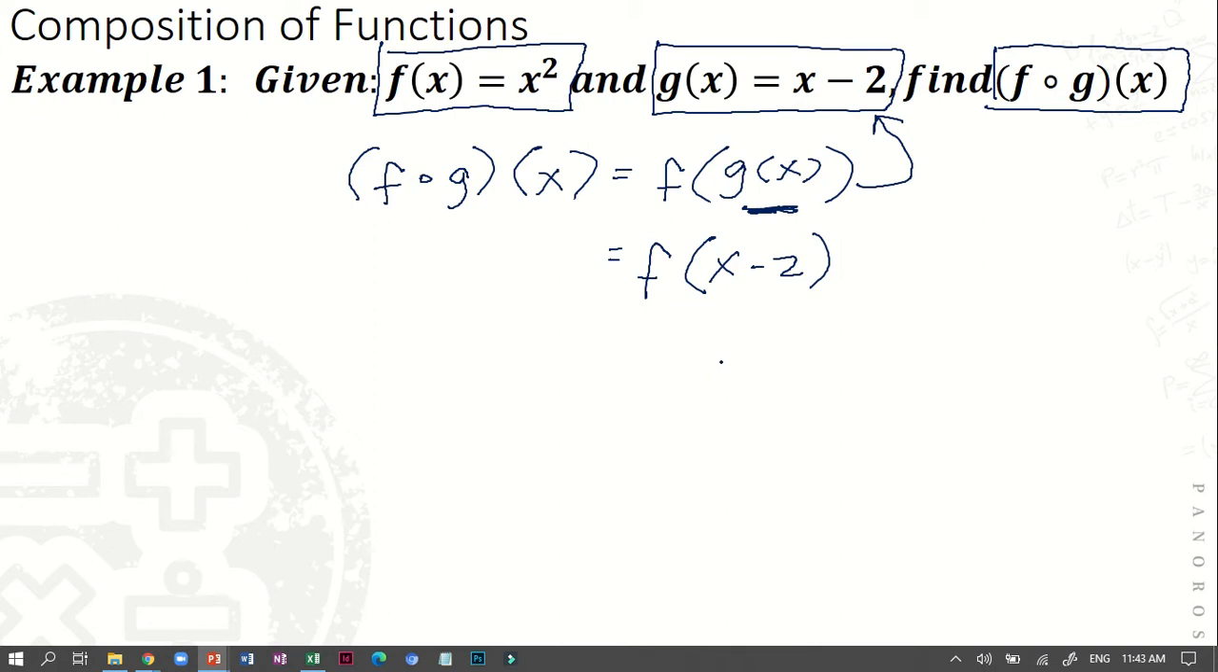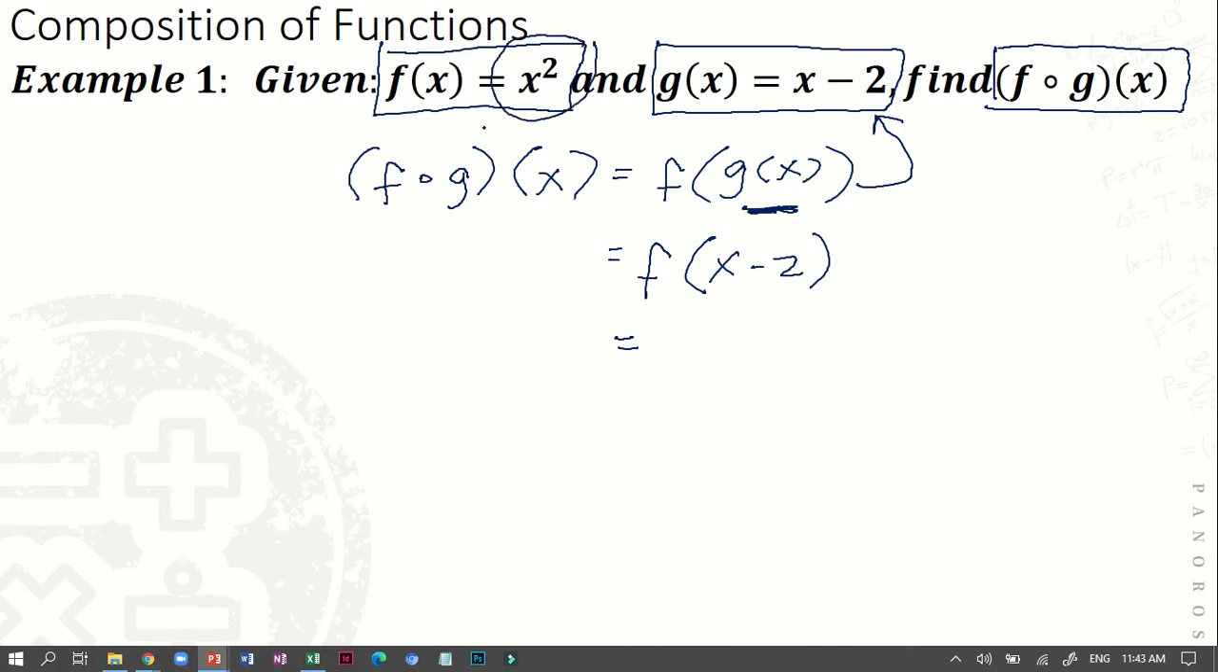So, yan yung pangalawa sa procedure natin. Obserbahan na kung anong ginawa ng teacher. Tinanggal si g of x, pinalitan ng x minus 2. Yun lang. Next, third. Ang ating third line will be obtain the primary function. Ito ang ating primary function, the x squared.